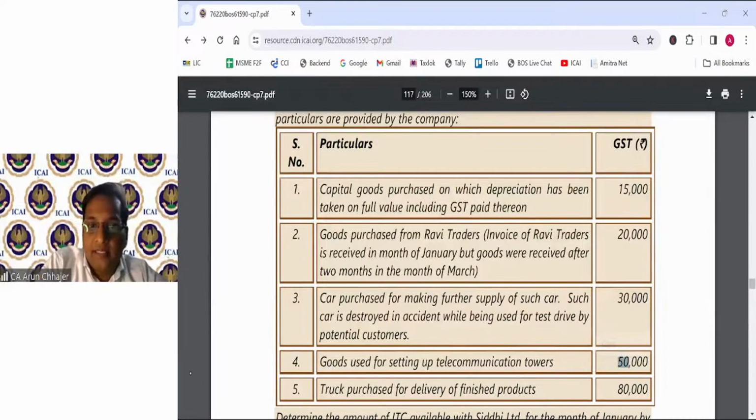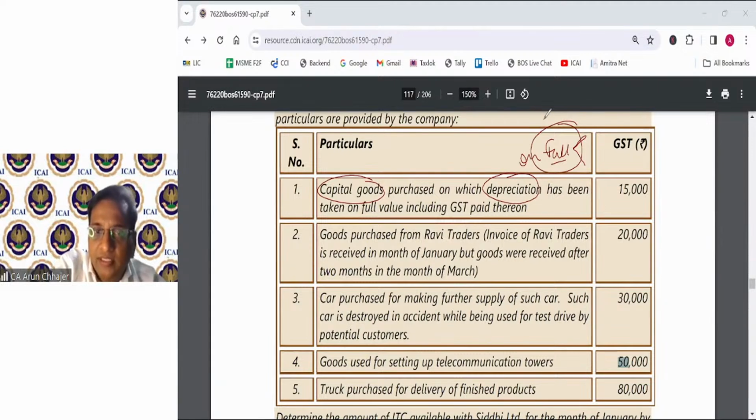So the answer is: Section 16 subsection 3 of the CGST Act talks about if capital goods have been purchased and you have taken the depreciation on the full value. Full value means taxable value plus GST both. Then no ITC, because just now we discussed that double benefit cannot be allowed.